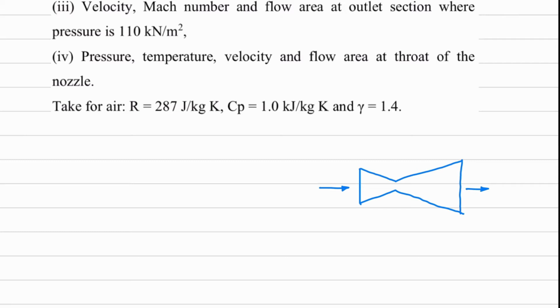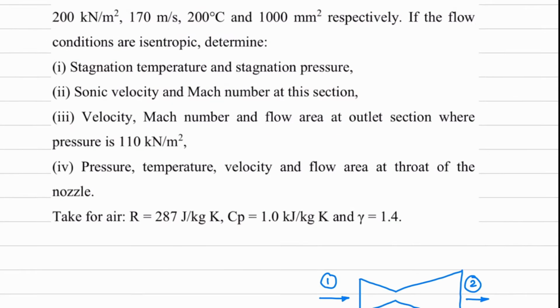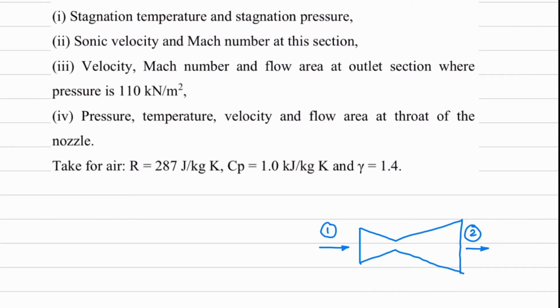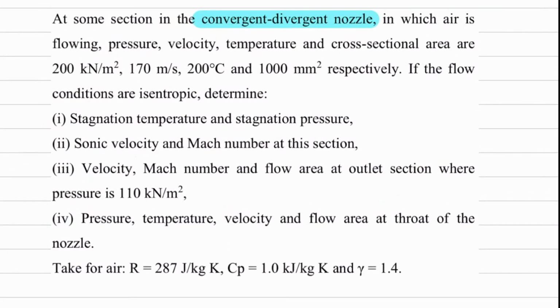Now I'll name the sections here. Inlet is 1, exit is 2, and since it is already given in the question that this is a convergent divergent nozzle, I know that at exit Mach number will be greater than 1. At throat there will be critical properties and critical properties are denoted by star. So I have three sections now which I have shown: inlet, exit and throat section. Then we'll read the remaining data in which air is flowing.